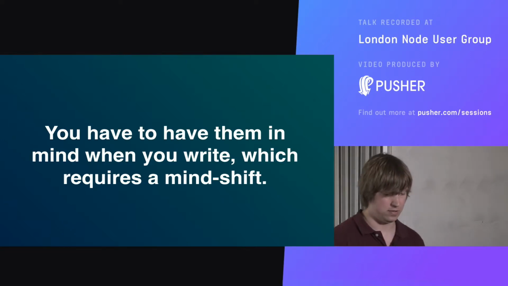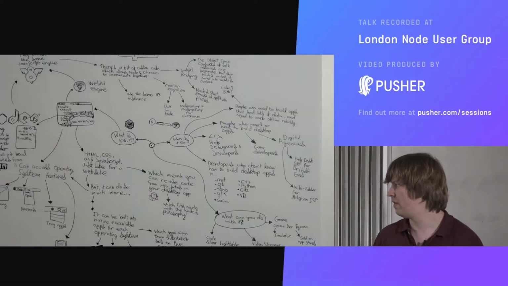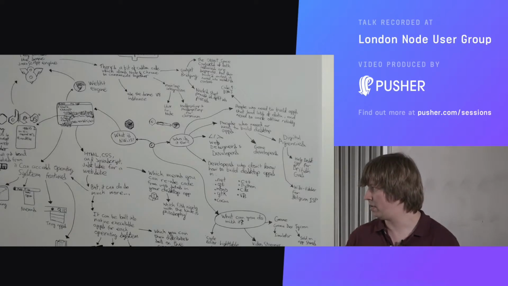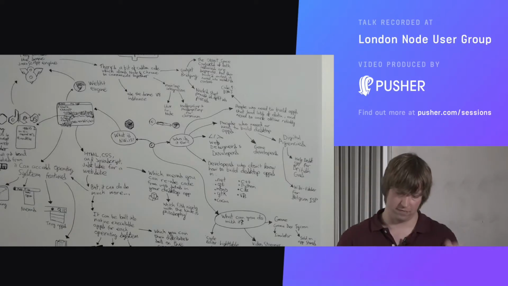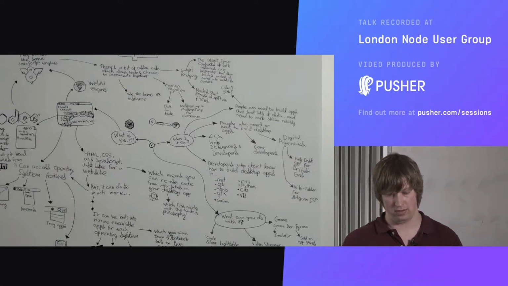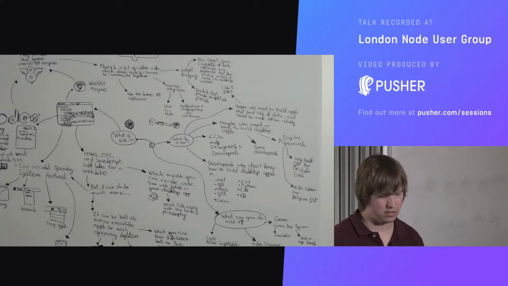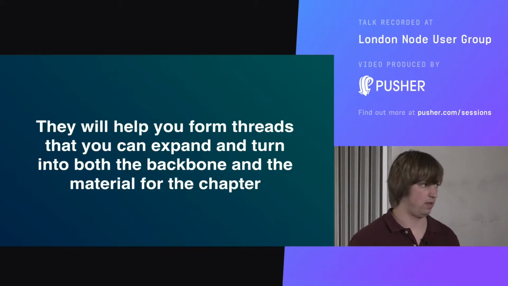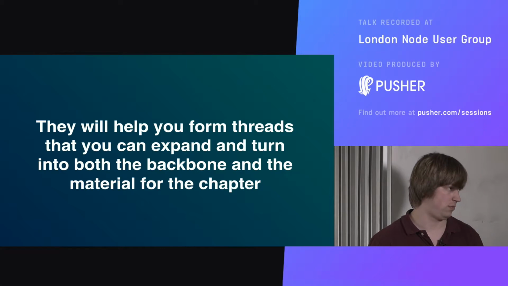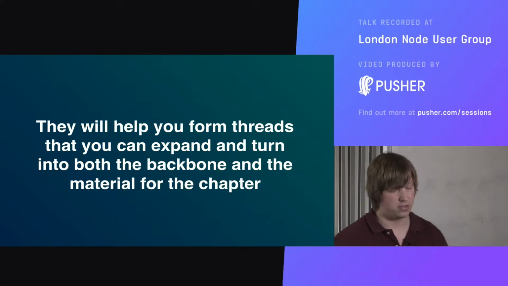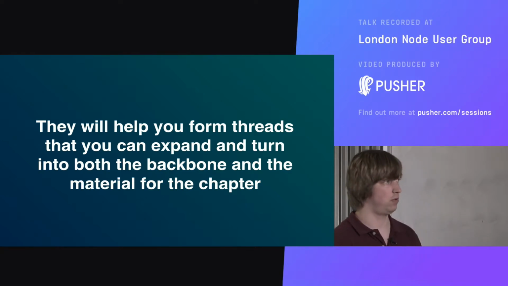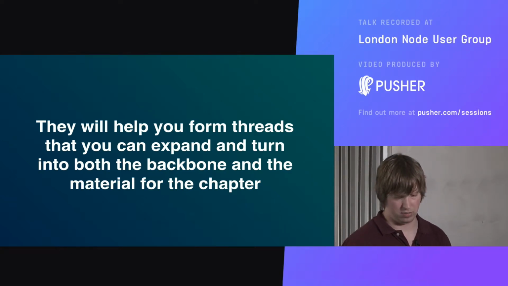And mind maps are your friend. So this was one of the very, very early mind maps I did. It was in fact the first one about NW.js, how to kind of draw these different themes out about things to cover within NW.js. And they help you form threads that you can then expand on and turn into the backbone that makes sense for how the chapter is going to be structured. Also the material that you want to flesh out in the chapter as well. Really useful process and very essential to kind of run in the book.